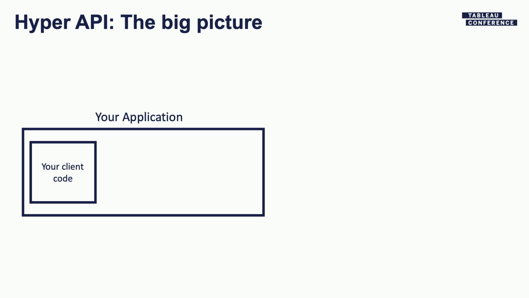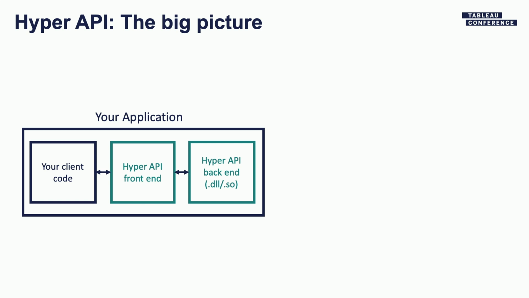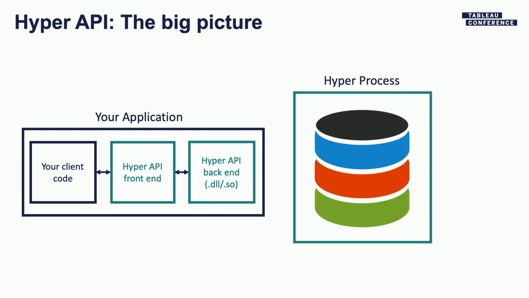The big picture of the HyperAPI looks like this. HyperAPI is an API, right? So you write code, you have your application or your script. There you have your client code, that's your code that interacts with the HyperAPI. It interacts with the HyperAPI front end. That's the part of the API which we ship in 4 different languages. And this front end interacts with the back end, which is a shared library. It's a shared library because it has to be very fast, right? The heavy lifting is all done by the back end, and you don't want to write that in Python. So therefore, it's a shared library, machine code, highly optimized.